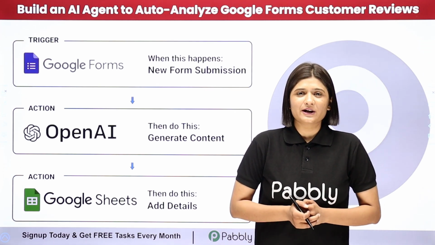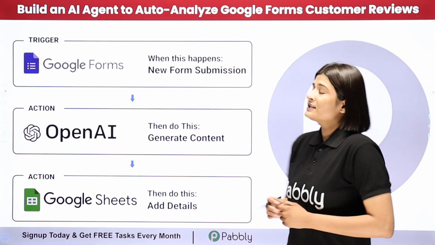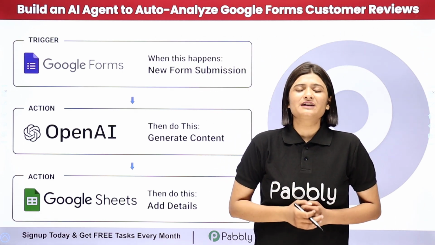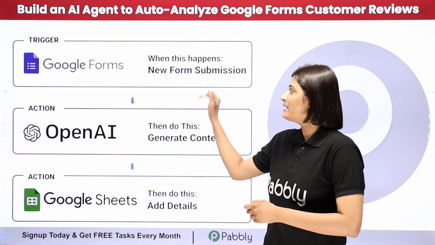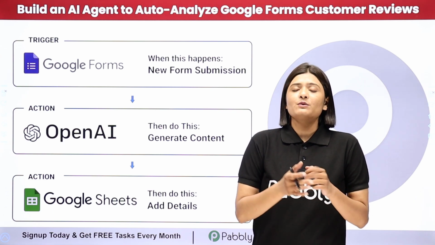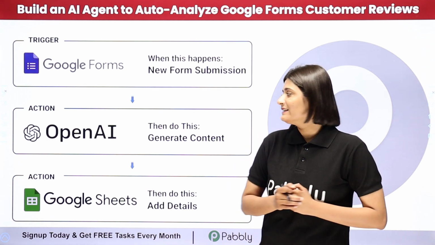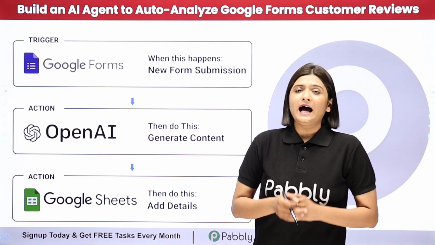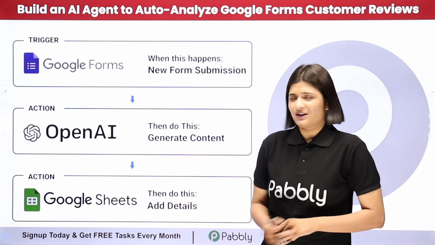In this video, we are going to learn how to build an AI agent to auto-analyze Google Forms customer reviews. So let's suppose I'm running an online business and I'm receiving customer reviews with the help of Google Forms. I want that whenever I receive a new form submission, this should be automatically analyzed with the help of OpenAI, and the details of this analysis should be automatically added to my Google Sheets spreadsheet.